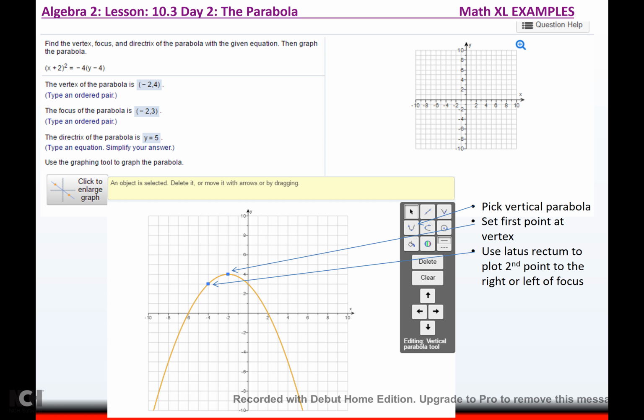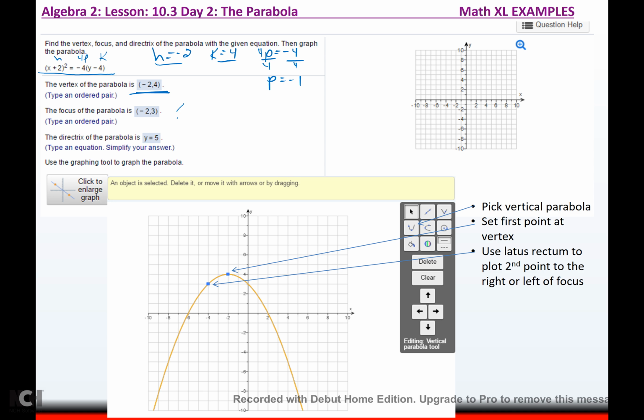Alright, in Math Excel, what is it that you're going to have to do? Well first of all, you're going to get all your information. Your vertex is going to be, again, there's my h, there's 4p, there's my k. So h equals negative 2, k equals positive 4, 4p equals negative 4, divide by 4, and I get p equals negative 1. So I have a vertex at h, k, negative 2, 4.